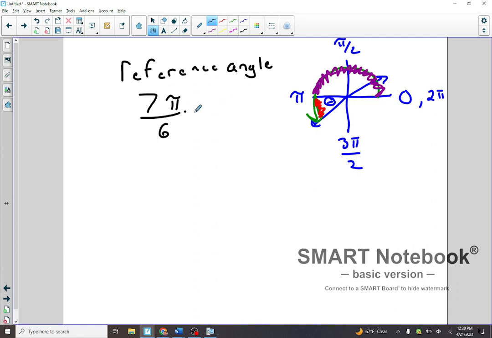So I'm going to subtract pi. Let's make it the same base, so 6 pi over 6, my bad. Which means we subtract that. The reference angle is pi over 6. Where'd you get 6? It's 6 here, so I just made the 6.